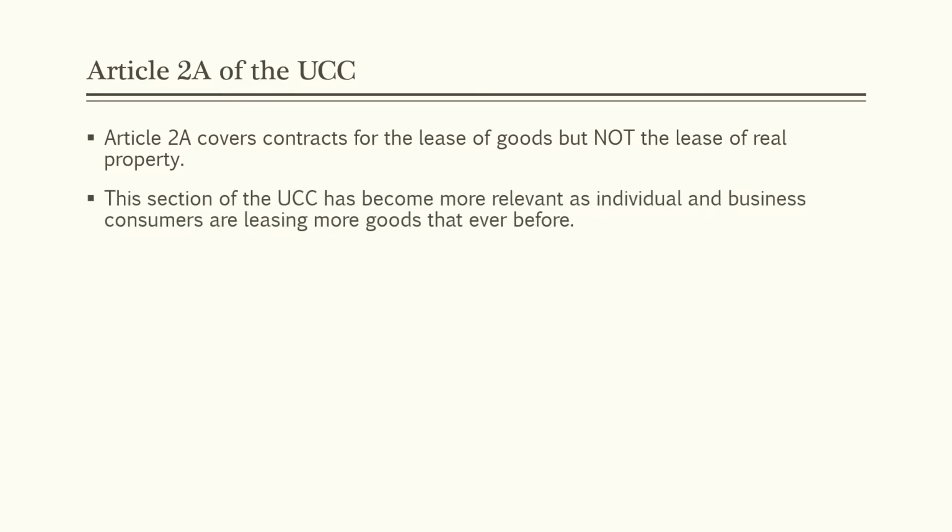This section of the UCC has become more relevant as individual and business consumers are leasing more goods than ever before. Remember that both individuals and businesses can be classified as consumers as long as they do not meet the definition of merchant. Consumers lease cars, cell phones, equipment and machines. You may even have leased your textbook. It was an option. For example, the cell phone company, who is the lessor, transfers the right to possession and use of a cell phone, a good, to you as lessee for a set period of time and for consideration, which is money.